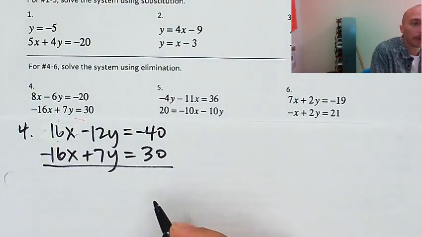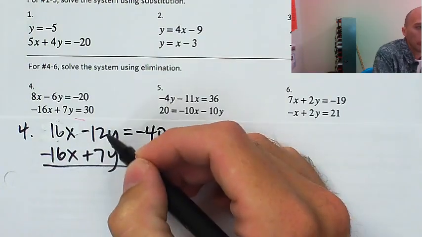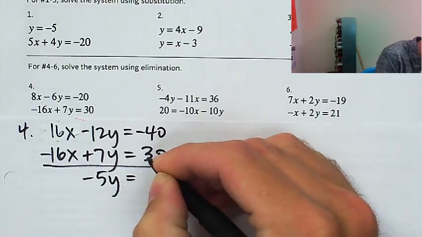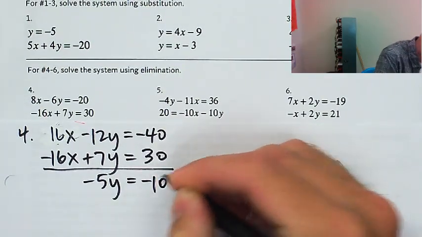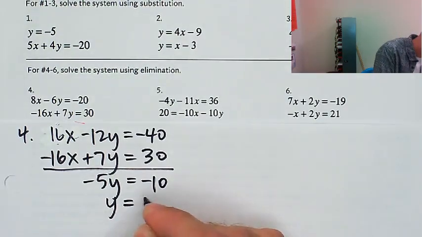Then I'm going to add them together. And I'll say 16x plus -16x, well, that's 0. 7y minus 12y will be -5y. And if I take 30 and I subtract 40, that's -10. Okay? So if I divided both sides by -5, I'd get y equals 2.